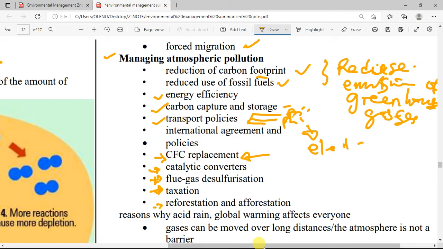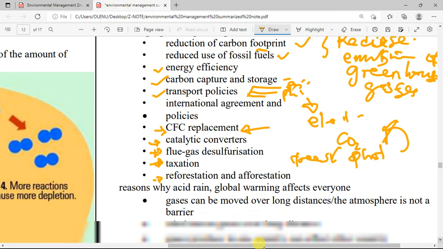Then you should come up with reforestation and afforestation, because trees use carbon dioxide, which is a greenhouse gas, for photosynthesis. So they help in that process of purifying the atmosphere.